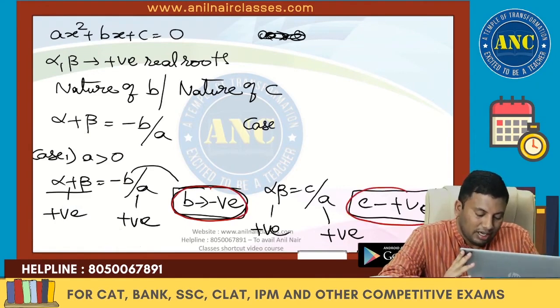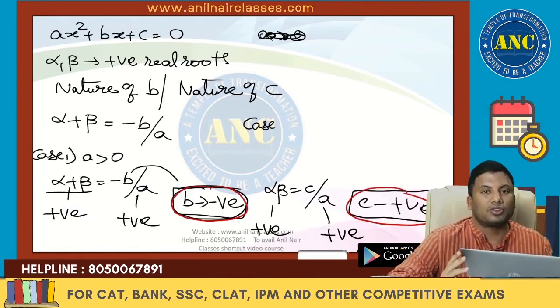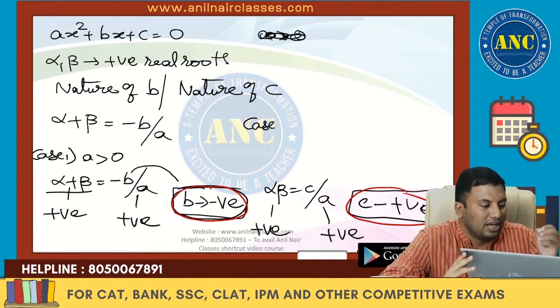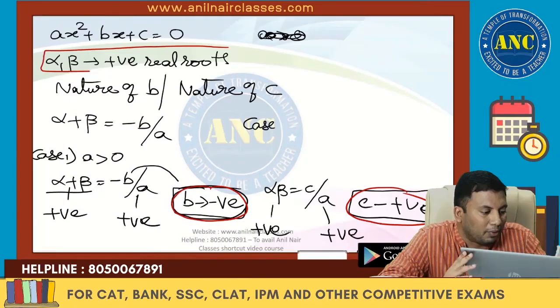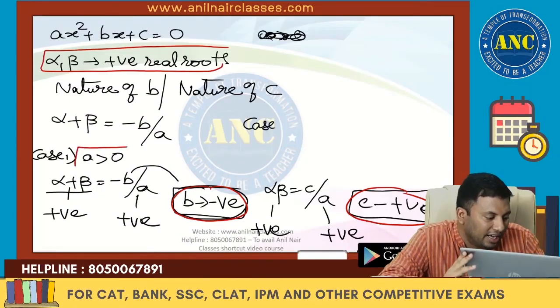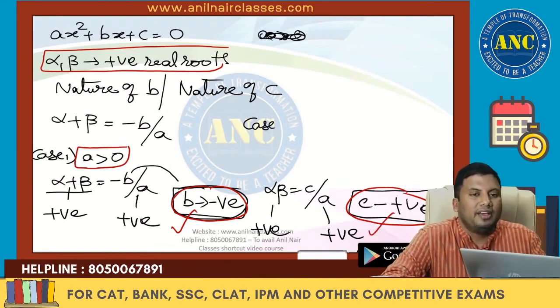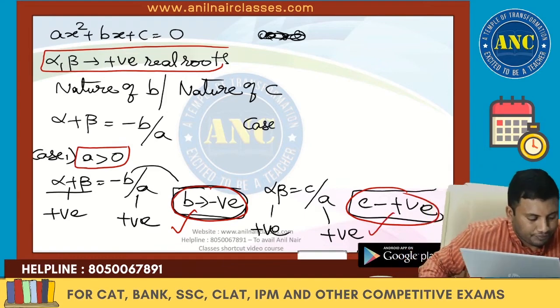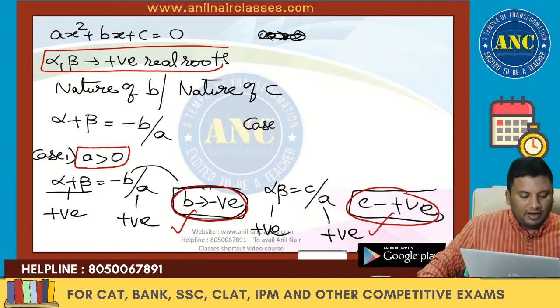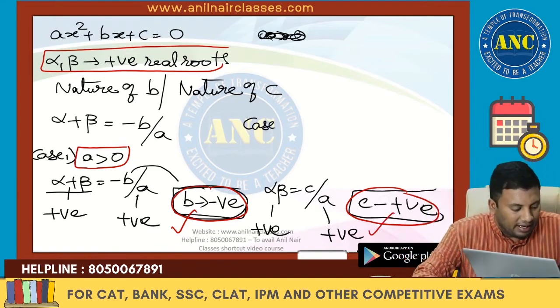Extremely useful in solving some tough level questions by using answer options. If alpha and beta are positive real roots and a is greater than 0, what is the condition for b and c? b will be negative and c will be greater than 0.